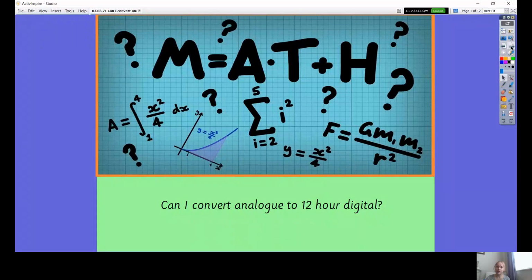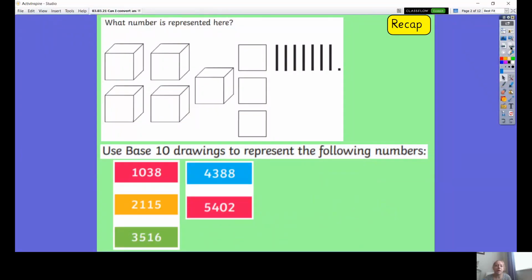So, let's get started. For our warm-up today, I'd like to have a look at this, please. What number is represented here?